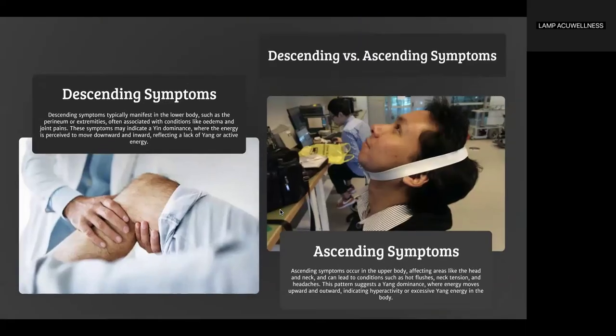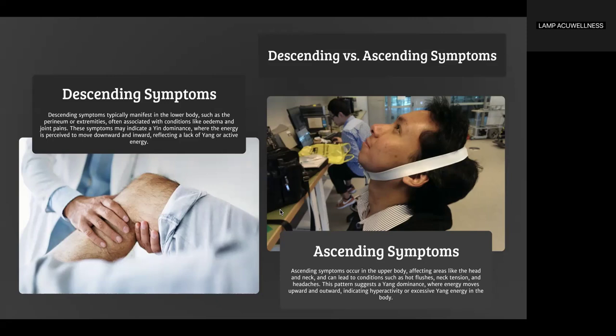Descending versus ascending symptoms. Descending symptoms typically manifest in the lower body, such as the perineum or extremities, often associated with conditions like edema and joint pains. These symptoms may indicate a yin dominance where the energy is perceived to move downward and inward, reflecting a lack of yang or active energy.